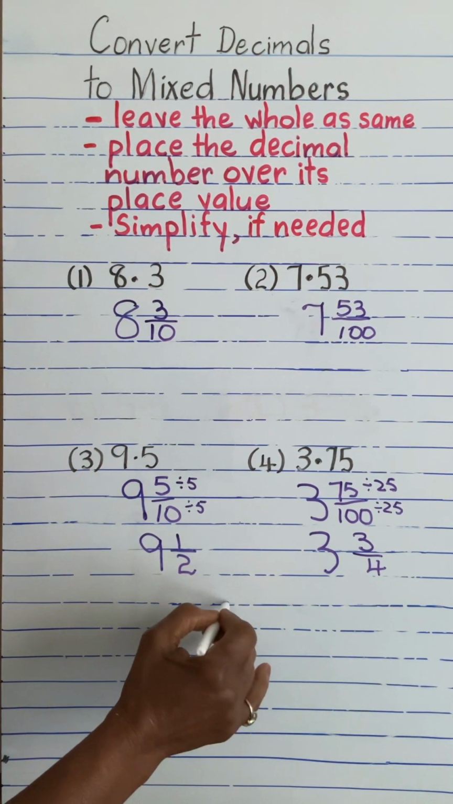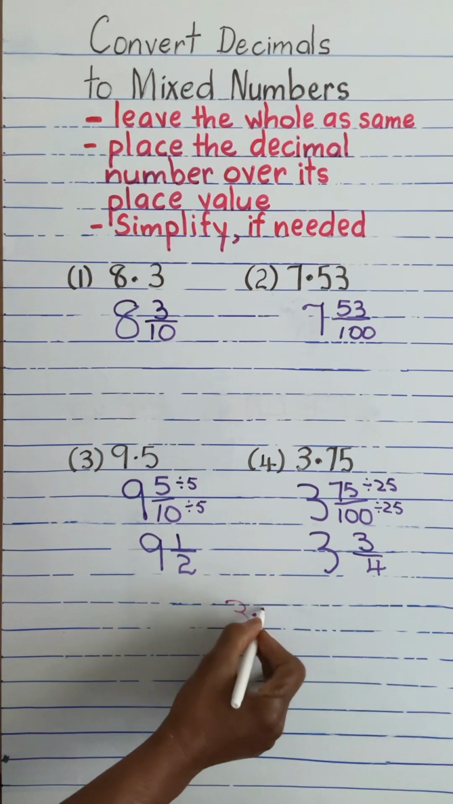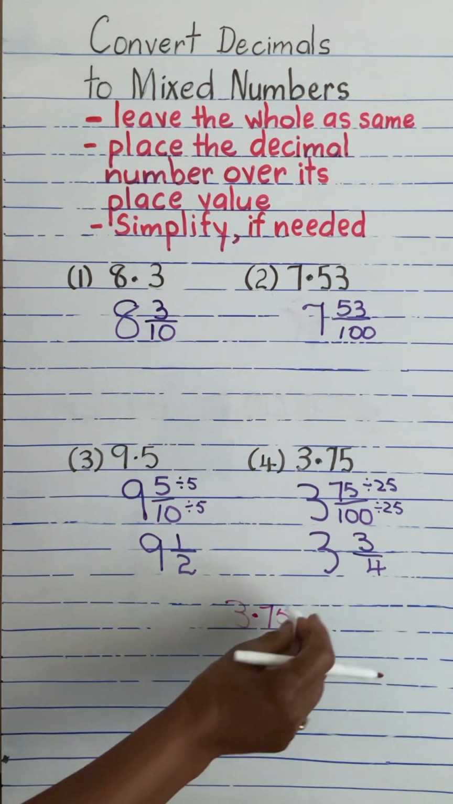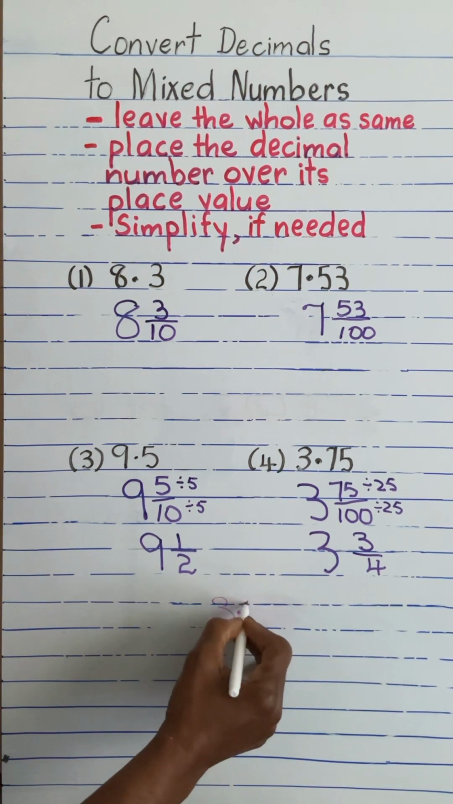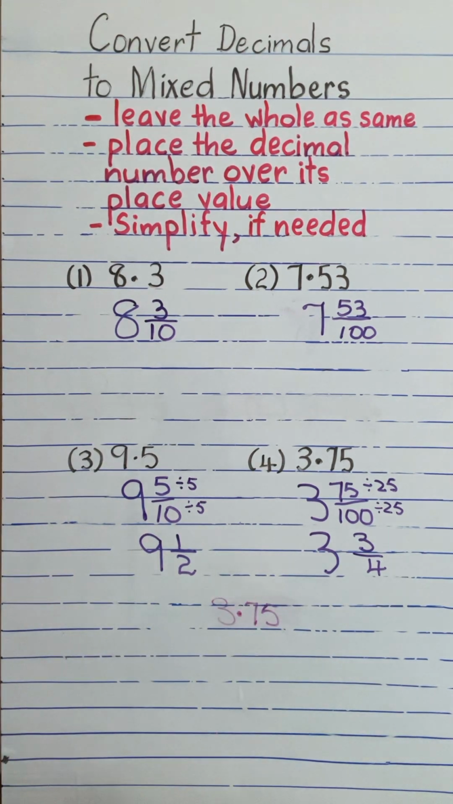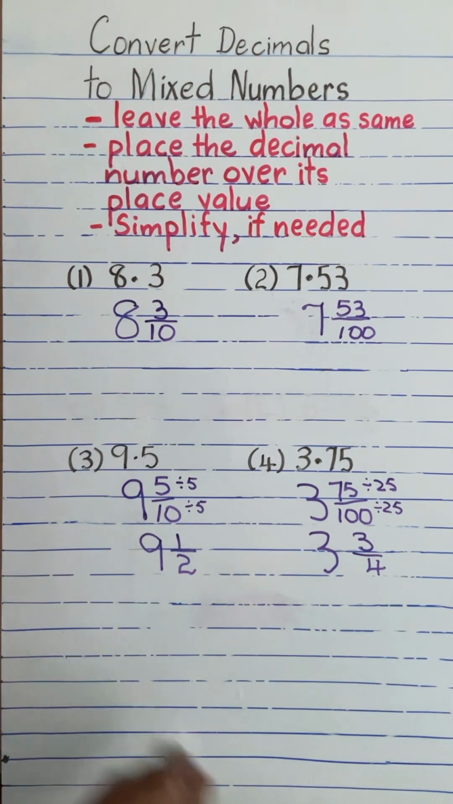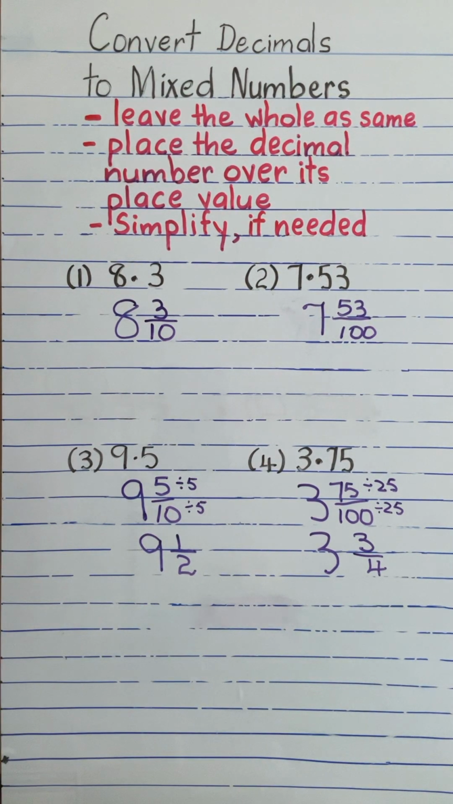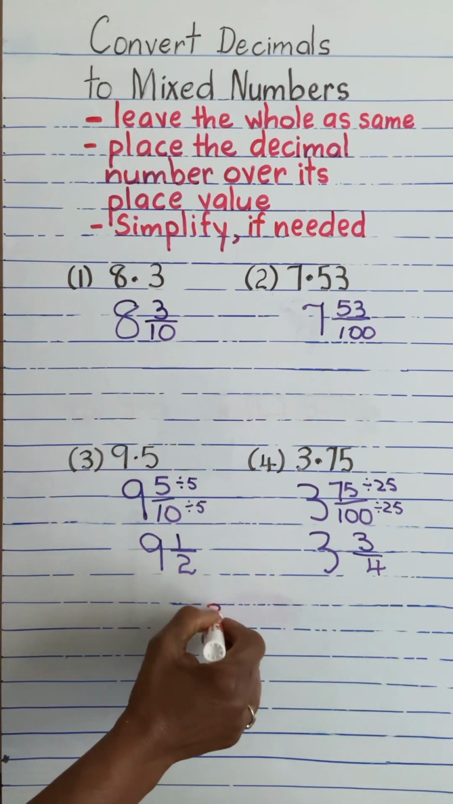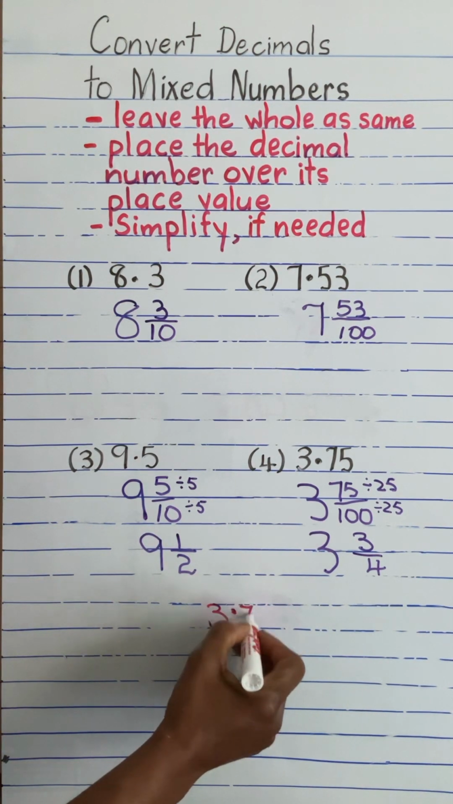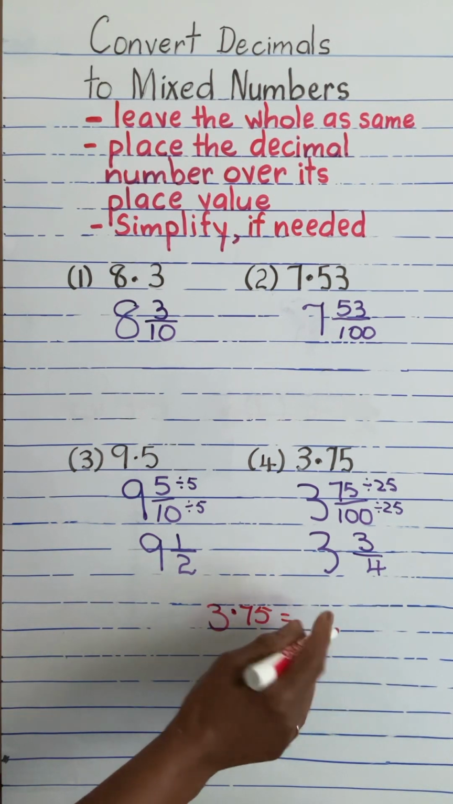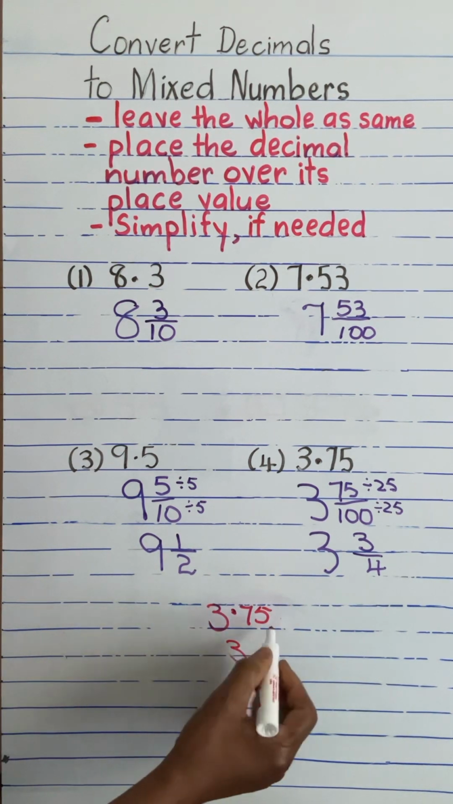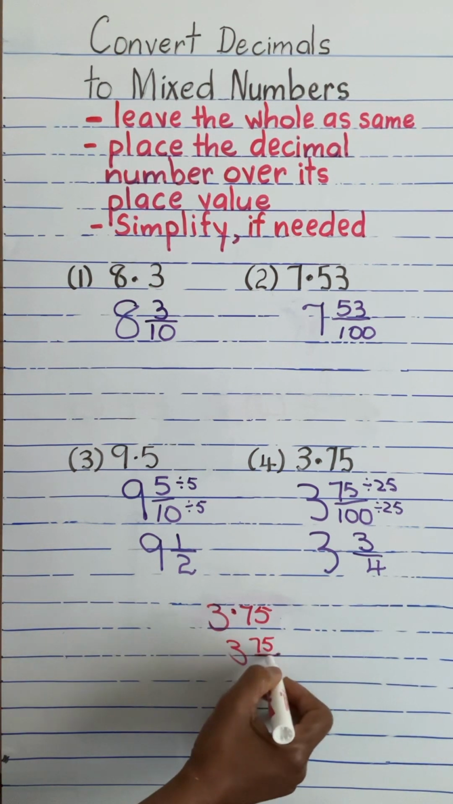So we have 3.75. Okay, we need a brighter pen. Okay, let's try this red one. We're doing 3.75, and that is equal to 3 and 75 over 100.